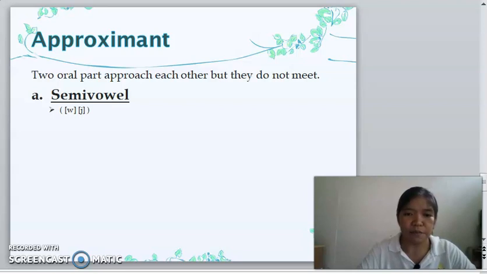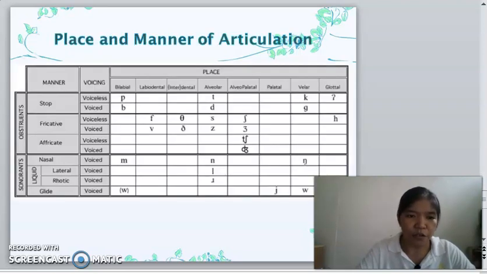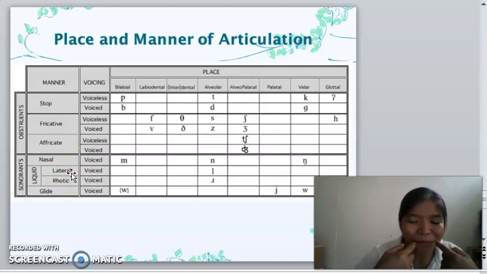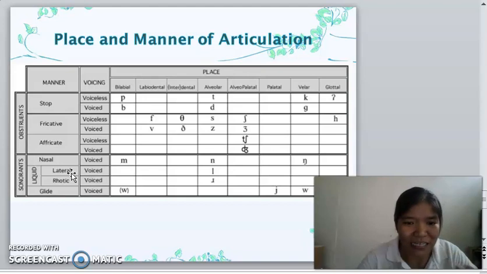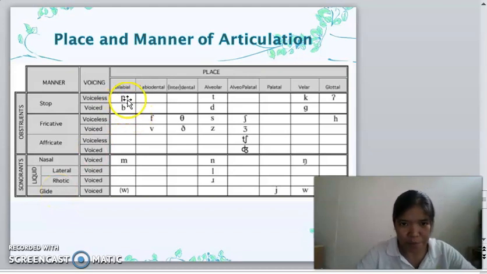Now, for you not to forget those manners of articulation, I want you to remember this. Stops or plosives, there is an explosion. From the word plosive, explosion. For fricatives, we have friction. For affricate, it's a combination of plosive or stops and fricative. For nasal, nose. For lateral, sides of the tongue. And then we have glides or semivowels.